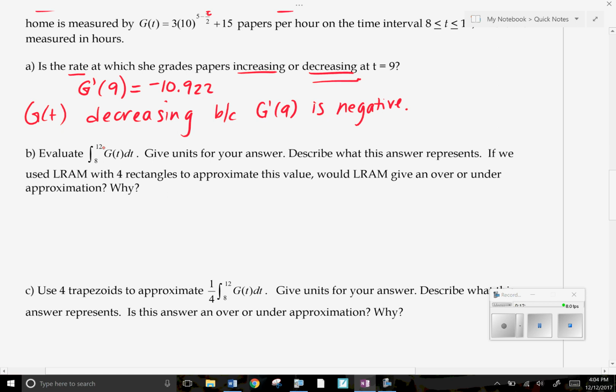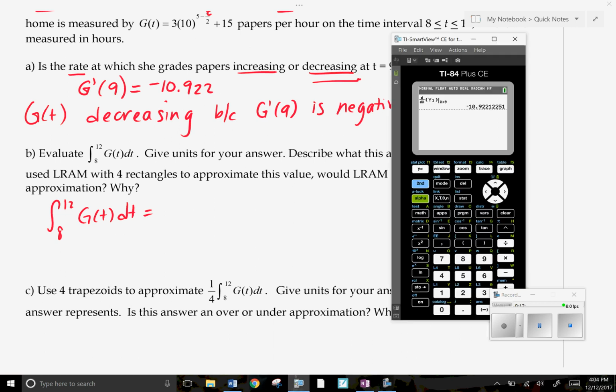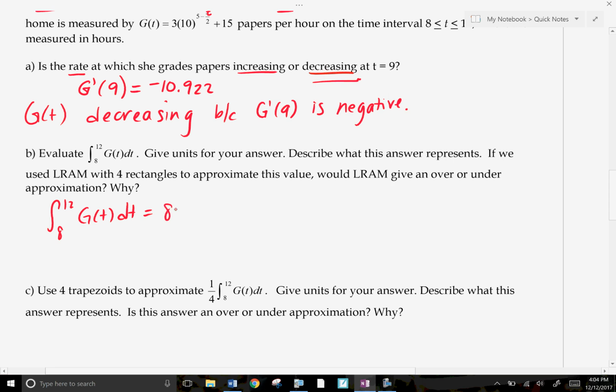Evaluate the integral from 8 to 12 of g of t. Again, I have a calculator. So 8 to 12, g of t dt. I'm going to pull my calculator up again, and I'm going to go math 9, 8 to 12, alpha trace, y1, dx, 85.797.